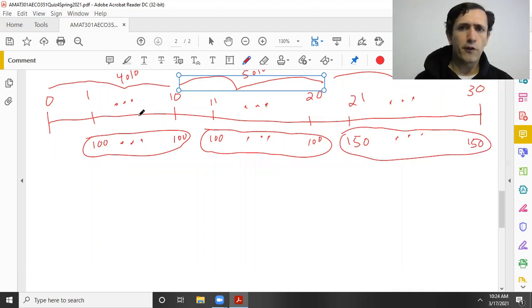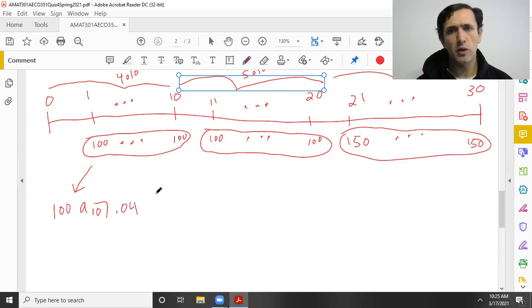Let's just look at this first 100 here. Nothing really too strange or confusing here. You have 10 payments. Payments are at the end of each year. Effective annual interest is 4%. So it's 810.04.